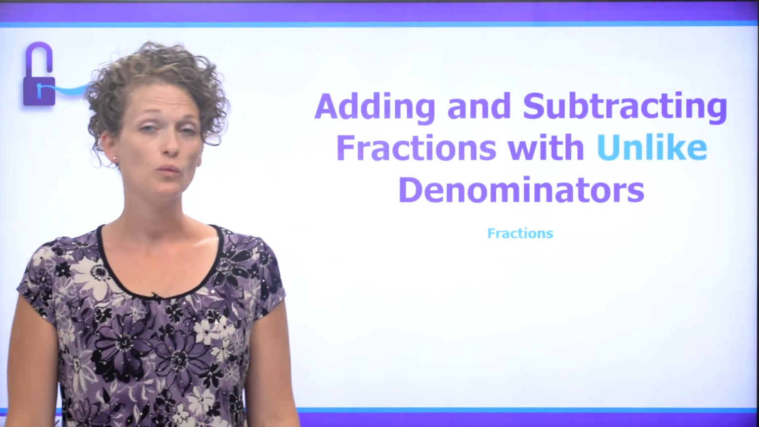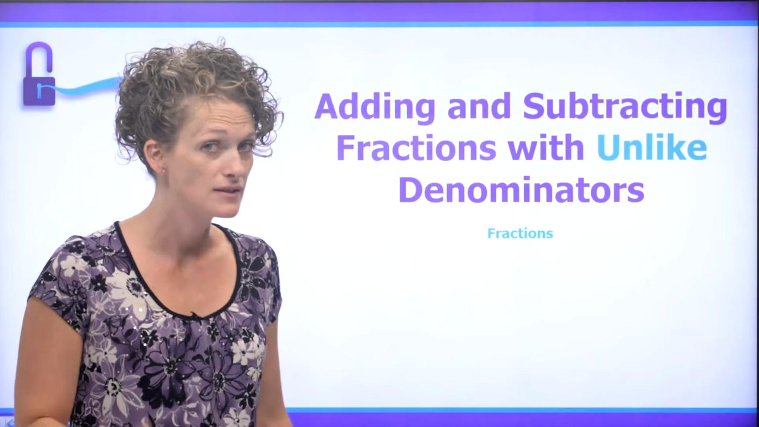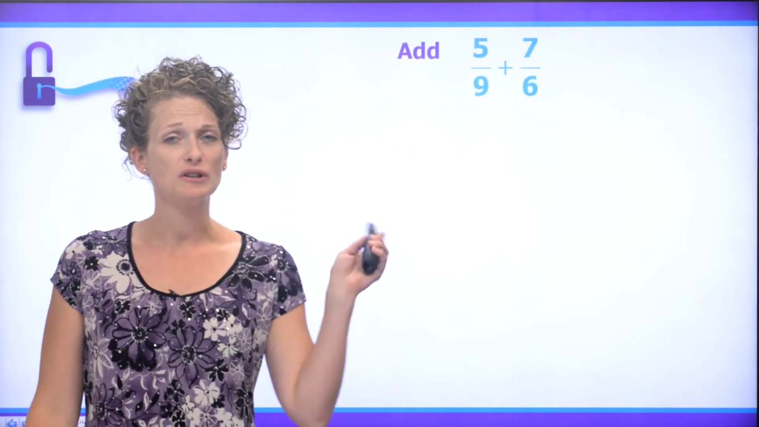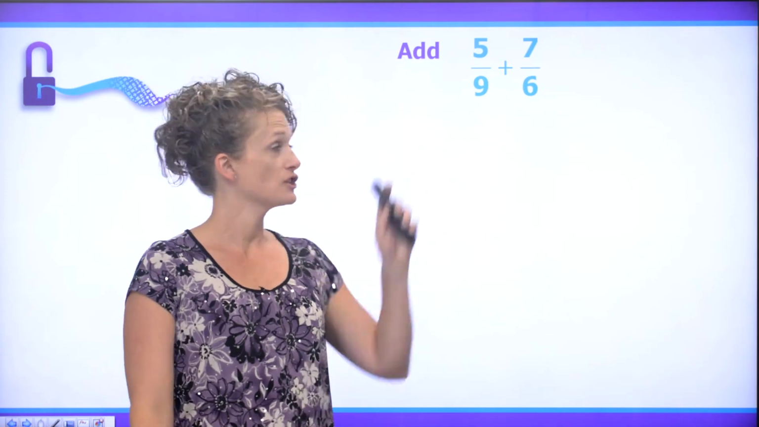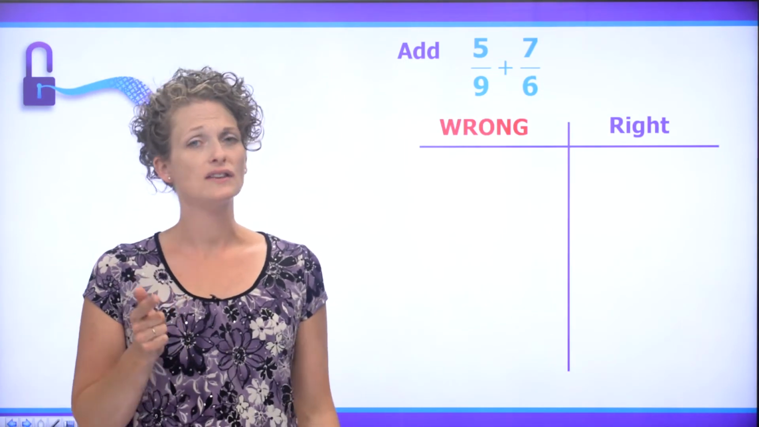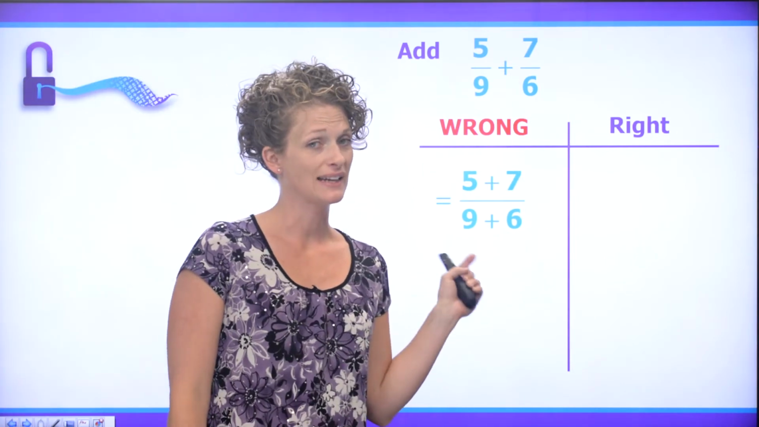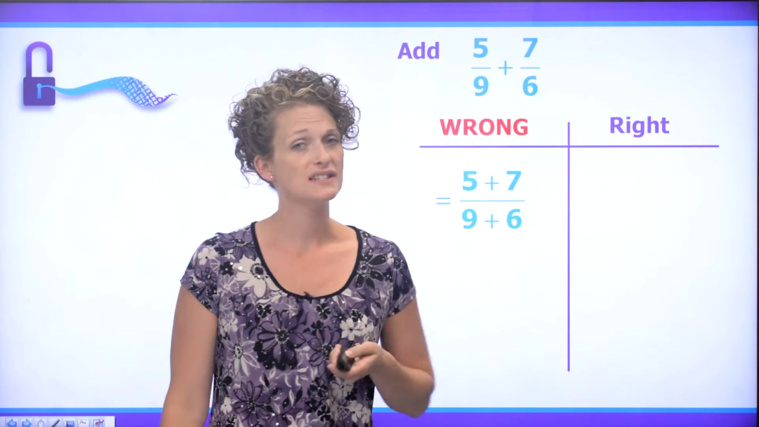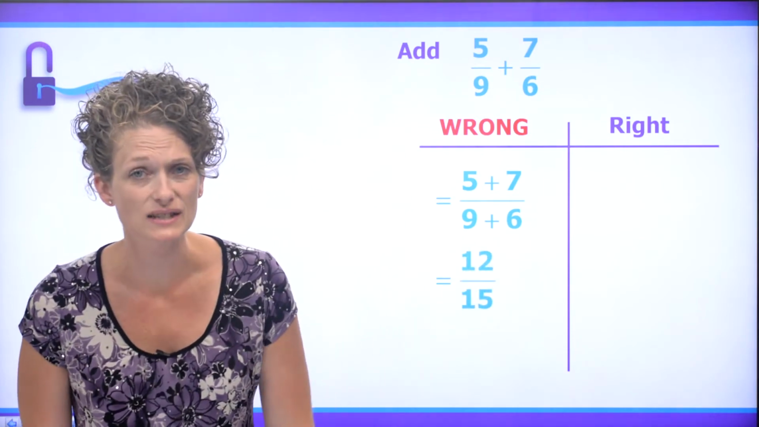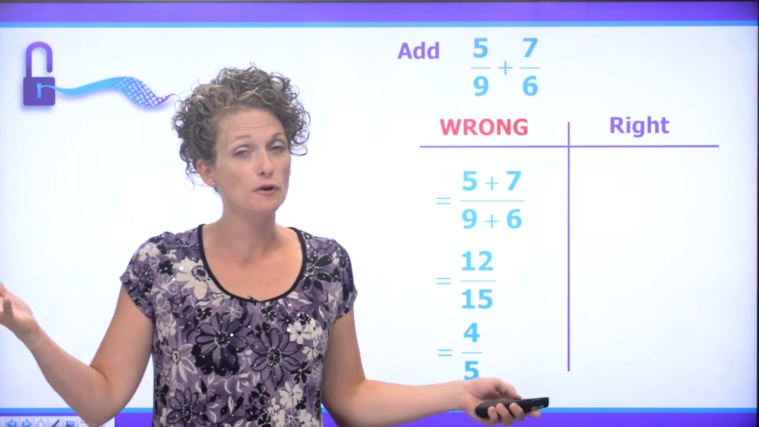In today's lesson, we're going to talk about adding and subtracting fractions with unlike denominators. Here's a typical adding problem with different denominators, meaning that they are unlike. Now, a common thing that students want to do is simply add the numerators and add the denominators. So 5 plus 7 would give us 12 and 9 plus 6 would give us 15. 12 over 15, reduce it, we get 4 over 5, yay!